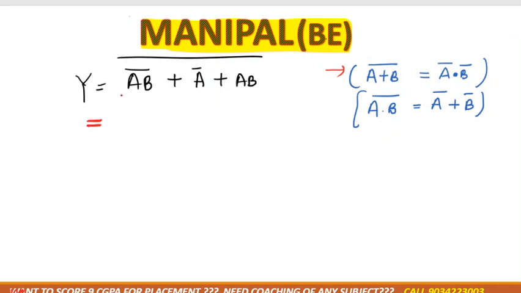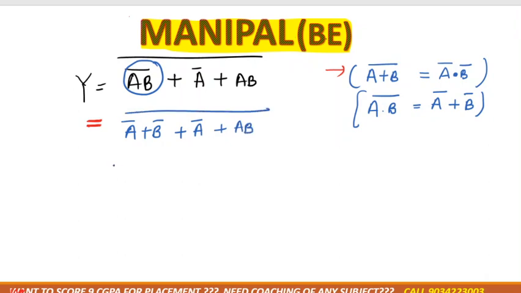See how can we do this. This is based on De Morgan's theorem, right? So this one is De Morgan's theorem. Suppose if we solve this one, then it would be a bar plus b bar plus a bar plus ab as it is, correct?